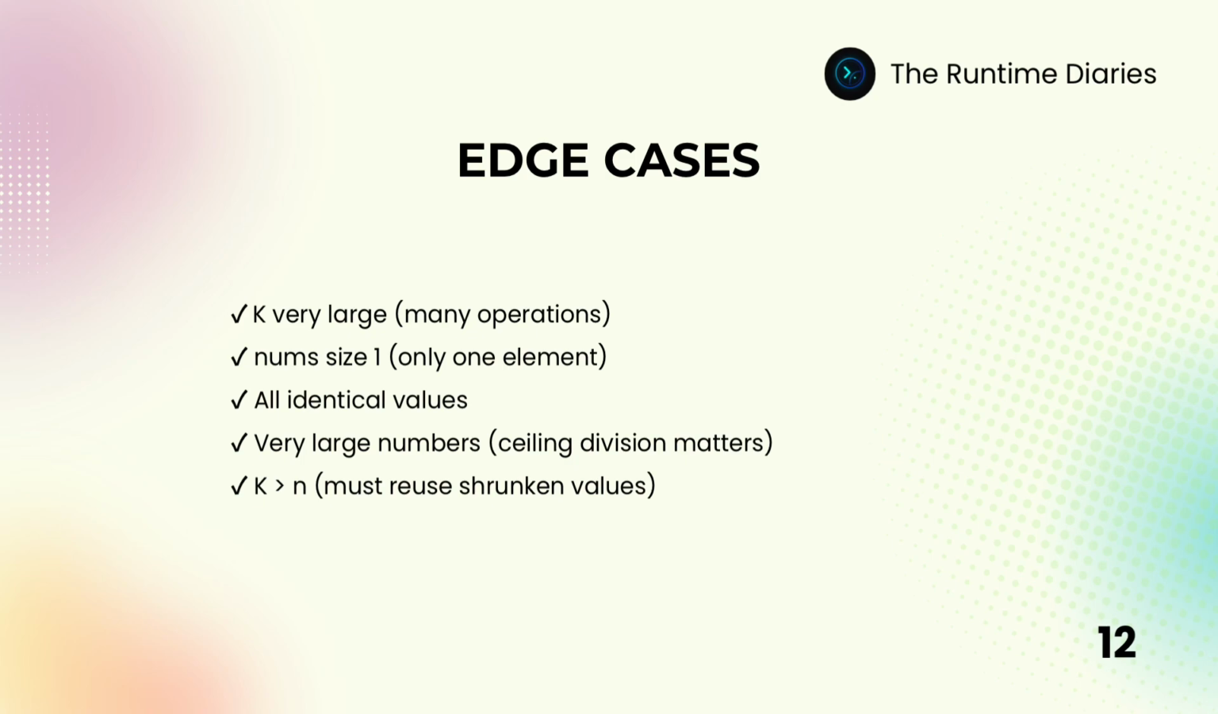Fourth, very large numbers. The ceiling division matters here. Ceiling of 100 divided by 3 is 34, not 33. Make sure you're using the ceiling function correctly. Fifth, k greater than the length of nums. You'll cycle through reduced values. Again, the heap handles this smoothly. The heap pattern is robust and handles all these edge cases without special conditional logic.